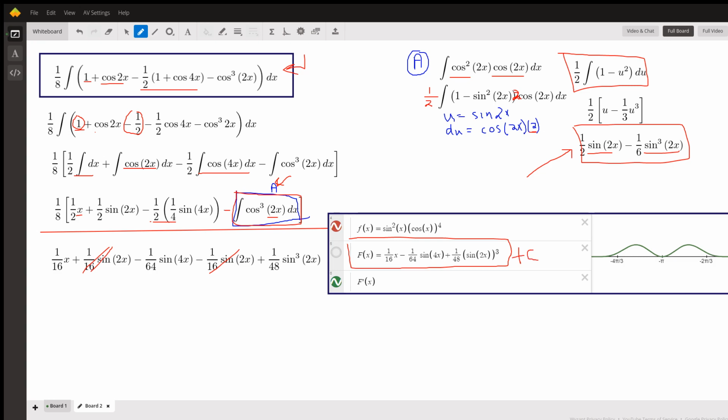But on Desmos, if I take f prime and type my original function, they have the same graph. So this shows that that is an antiderivative.